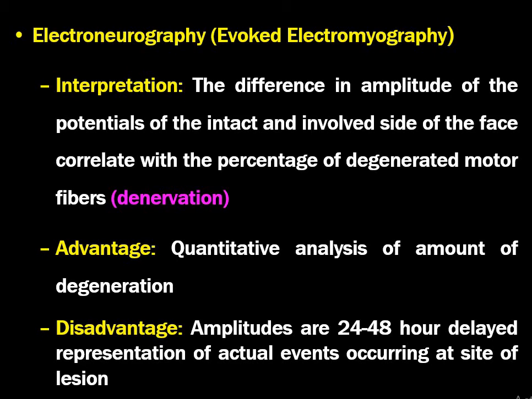The implication here is that the difference in amplitude of the potentials of the intact and the involved side of the face correlates well with the percentage of degenerated motor fibers, that is, denervation. The disadvantage is that it's a quantitative analysis of how much has been degenerated, and the amplitudes are 24 to 48 hours delayed representations of actual events occurring at the site of lesion. That is very important.